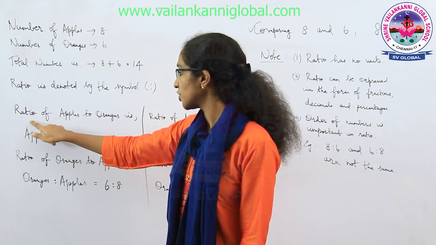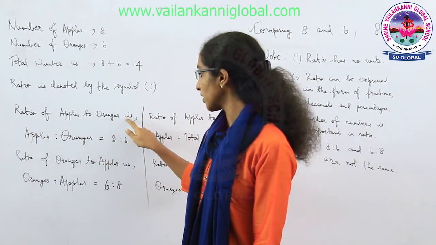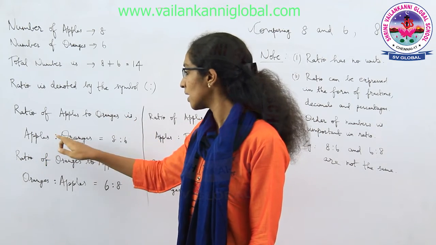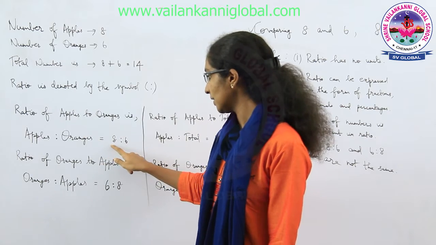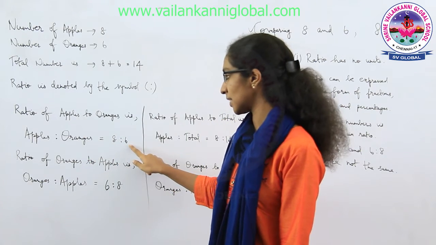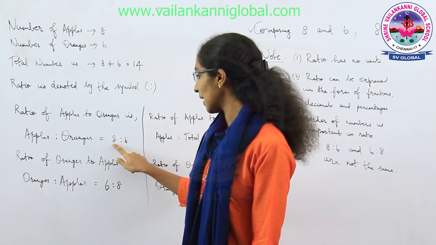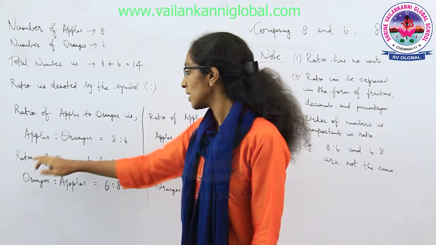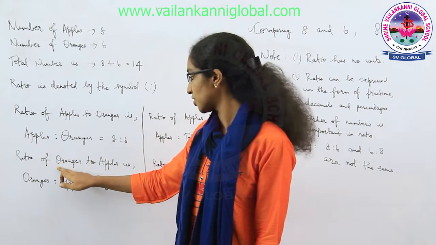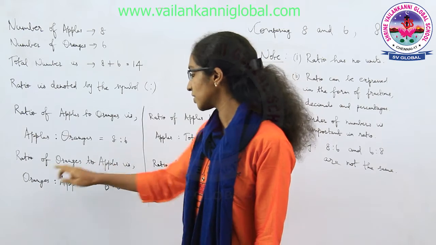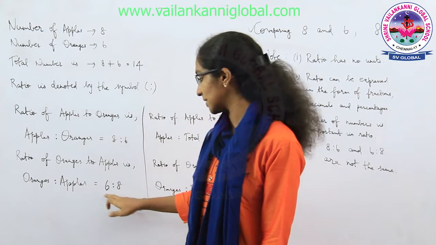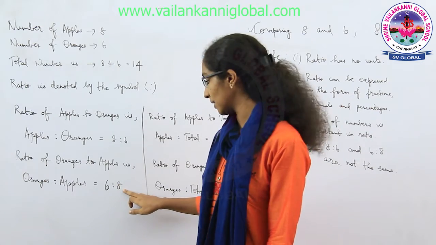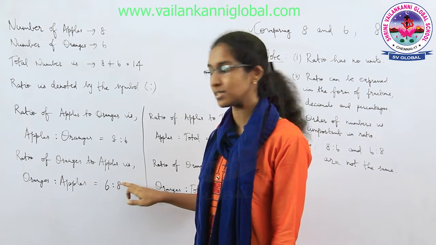So when the ratio of apples to oranges is asked, it means apples colon oranges, that is the number of apples which is 8 and number of oranges which is 6. So it is written as 8:6. Similarly, the ratio of oranges to apples is written as oranges is to apples, which means number of oranges is 6 and number of apples is 8. Hence it is written as 6:8.